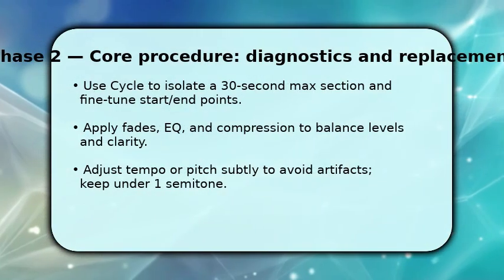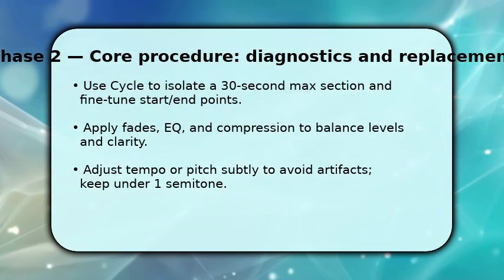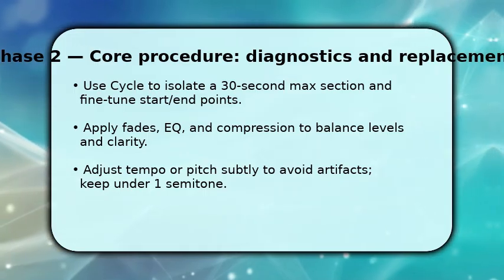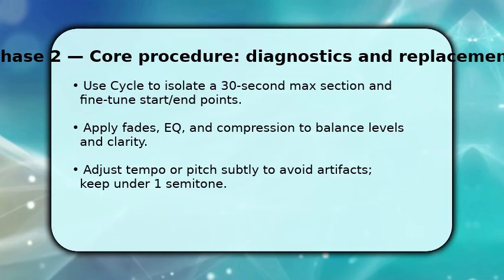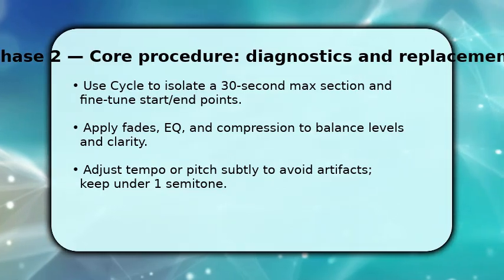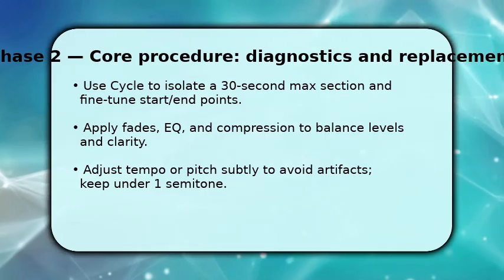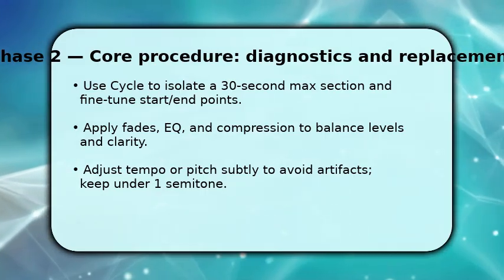Once you have the region, use the cycle range to isolate up to 30 seconds, the iPhone limit, and drag region edges for clean start and end. You should add short fades to avoid clicks, then open the smart controls to apply EQ and light compression so the ringtone sits forward in small phone speakers.